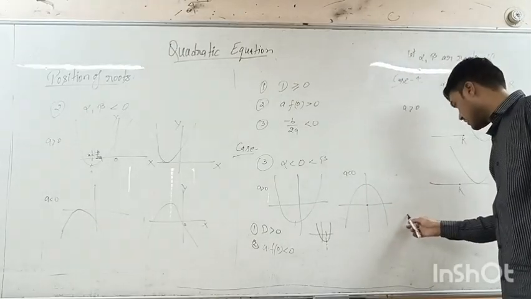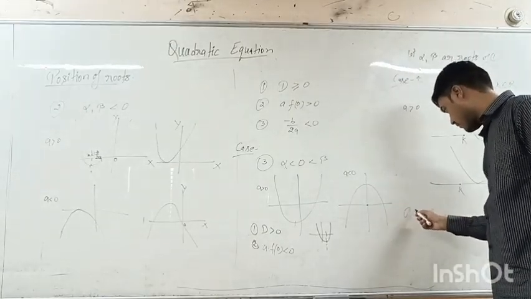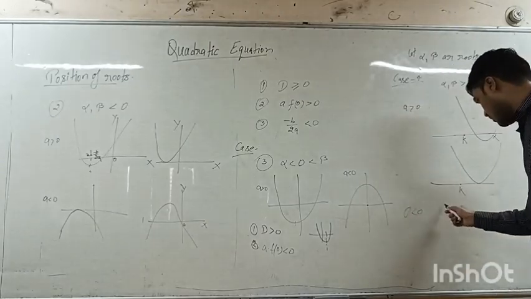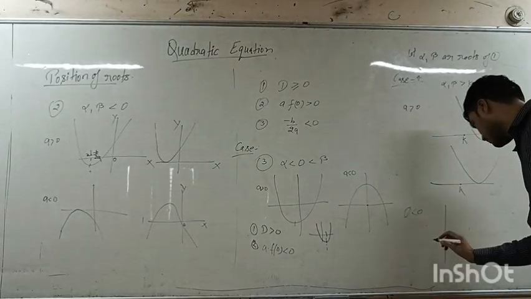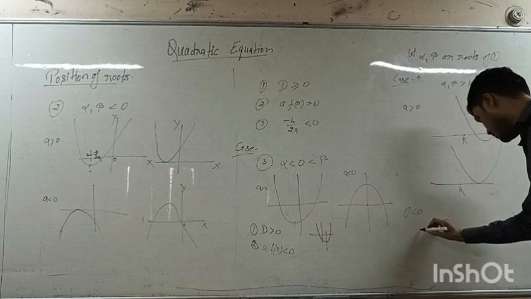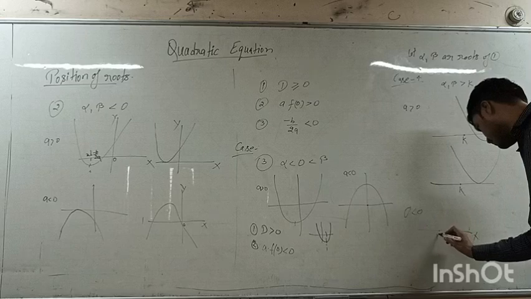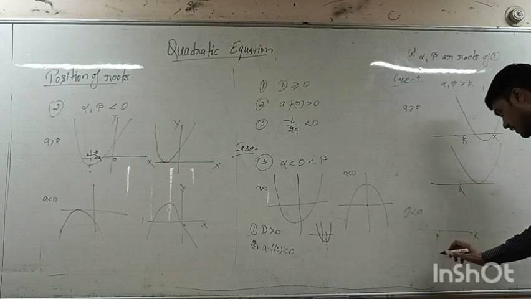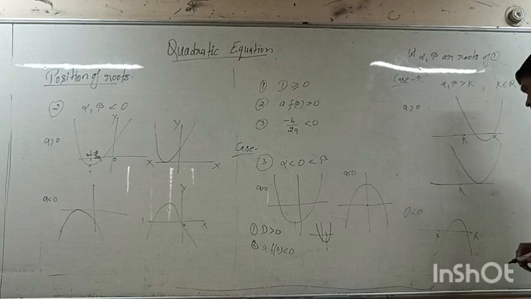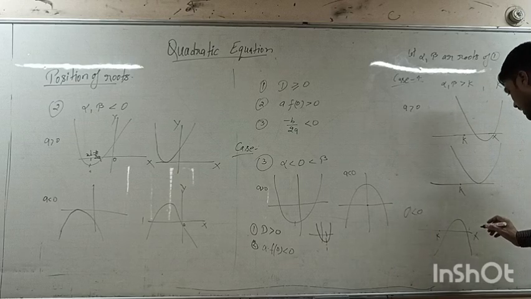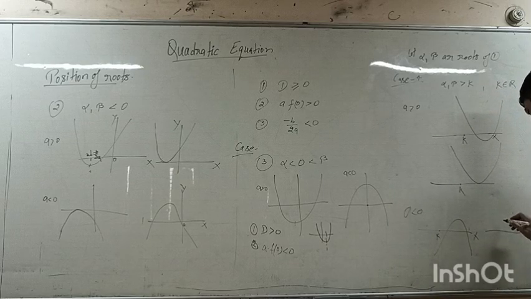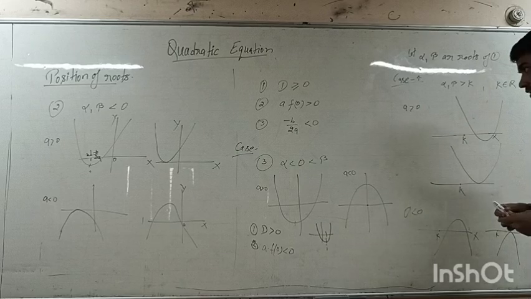and if a is less than 0, then what will be the graph? We only need the x-axis and a point k. If a is greater than 0, the graph will go like that. And if the roots are same, if k is there, then the graph will go like that. So what can we observe there?